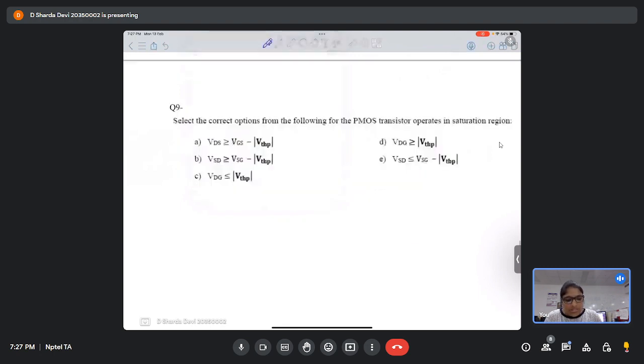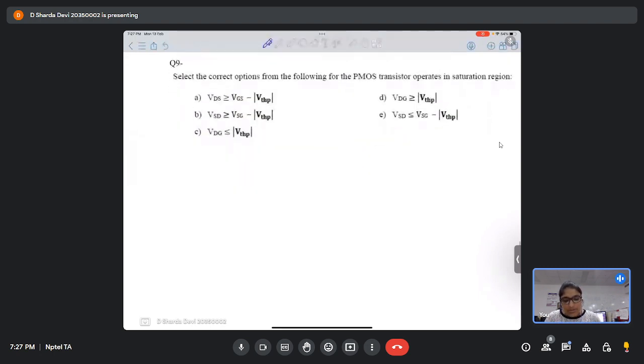So this is a very simple problem, okay? You have to find the correct options for a PMOS transistor to operate in saturation region. What is the condition for a PMOS transistor to operate in saturation region? Okay, don't look at the options. Let's just discuss what conditions we need to check to know whether the MOSFET is in saturation or not.